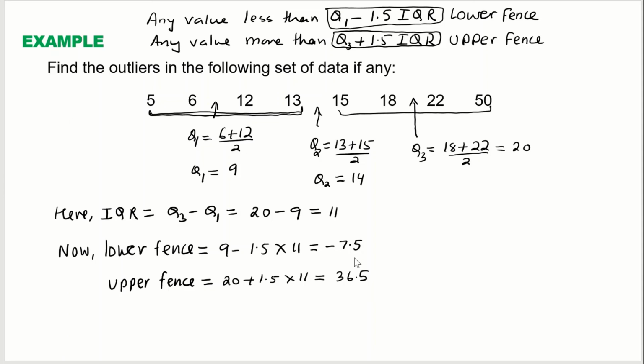So if we see any value less than negative 7.5, that's an outlier. When you look at the data, we don't have anything less than negative 7.5. So we don't have any outlier below negative 7.5. Upper fence is 36.5. If there is any data value more than 36.5, those numbers will be outliers. In this case, we have 50, which is above the upper fence, so it is an outlier.